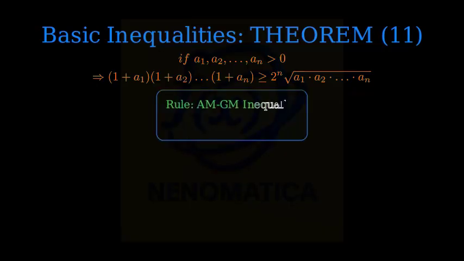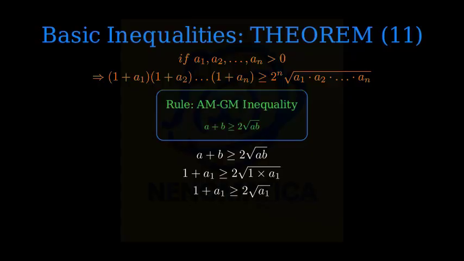We'll begin with a basic inequality from the AM-GM inequality. For any two positive numbers a and b, a plus b is greater than or equal to 2 times the square root of a times b. Now, let's apply this basic inequality to each of the terms in our theorem. First, let's take 1 plus a sub 1. We'll set 1 as the first term and a sub 1 as the second term.